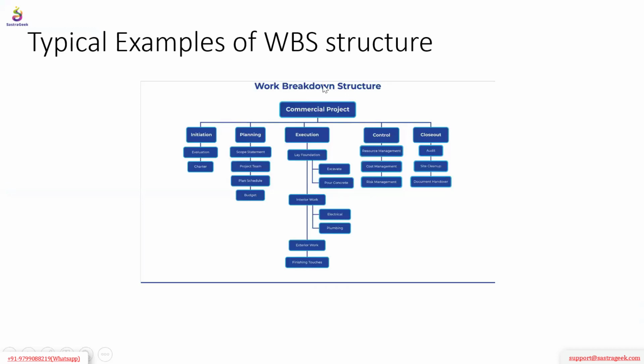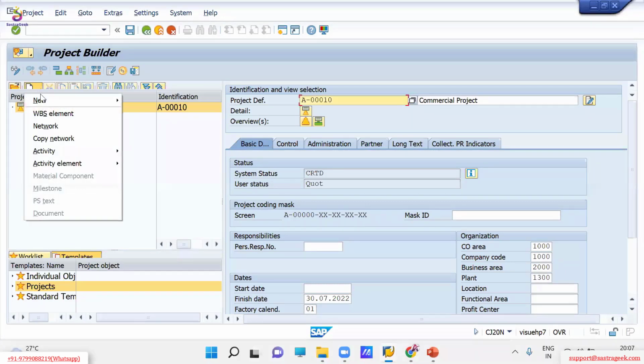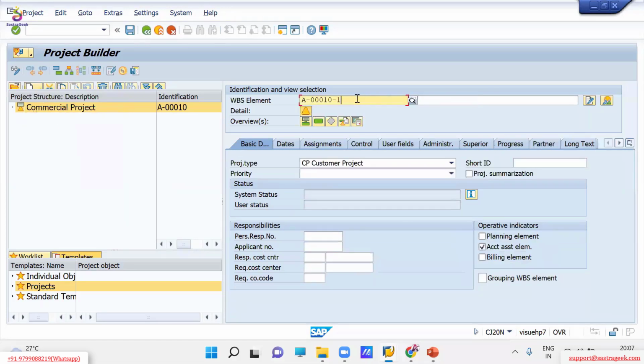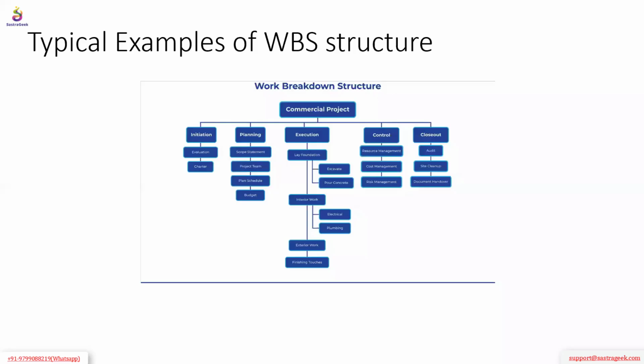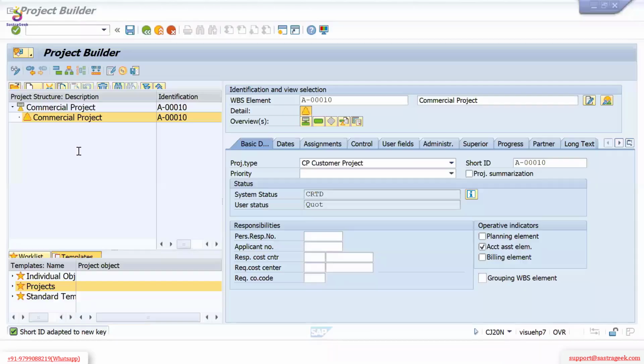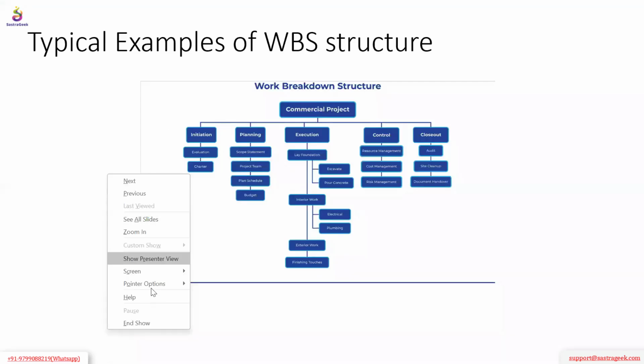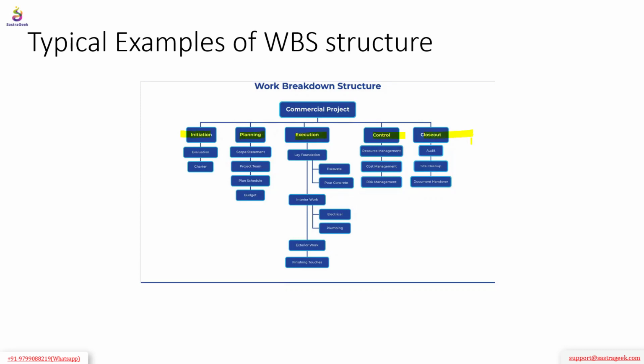So here I'm going to define the level 1 WBS element first. How will we create the WBS element? I will remove this one because the level 1 WBS element and project definition should have the same number. Commercial project, then initiation, planning, execution and control. So I will first create all. I will use my pointer over here for highlighting. Initiation, planning, execution, control and closeout: all these are level 2 WBS elements. Commercial project is the level 1 WBS element.